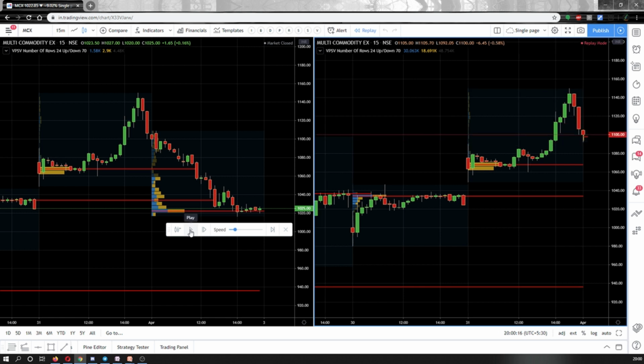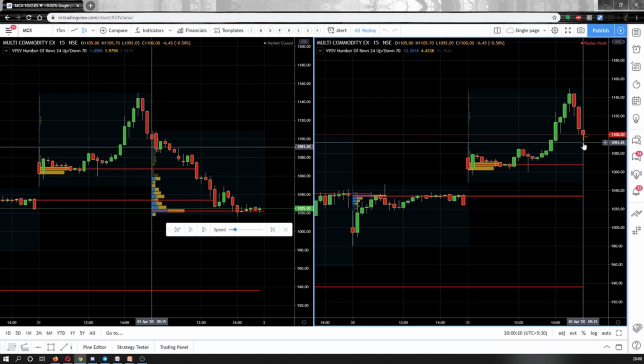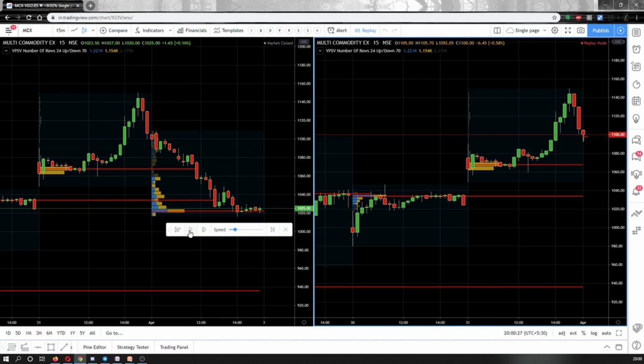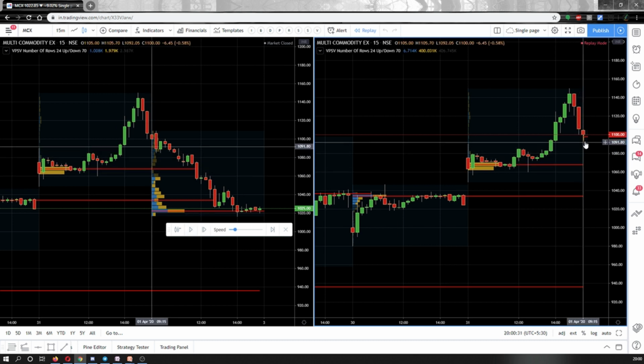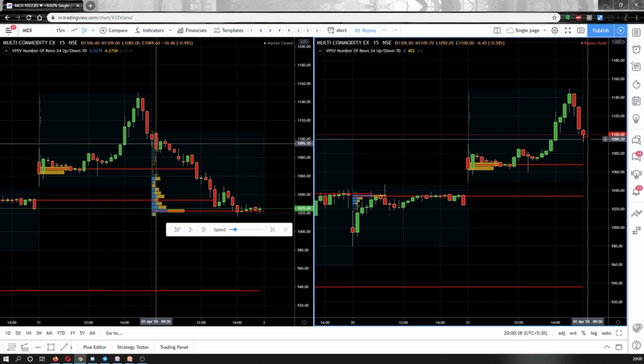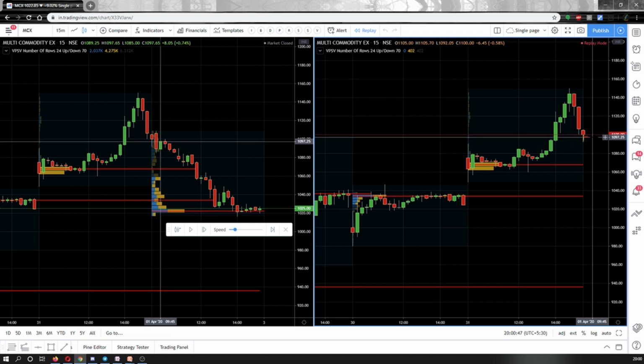This red candle that you see here, which just got formed, is the 9:15 candle for 1st April, that is today's session. Let me play it again. Right now you see the 9:15 candle is on the go and the POC line is here. This red line is the POC line. As I said, the POC line will keep fluctuating throughout the day.